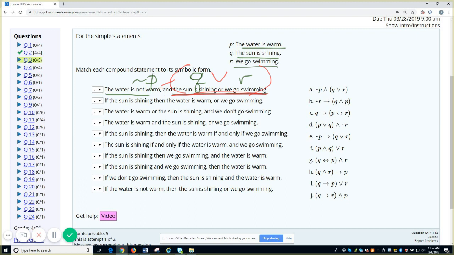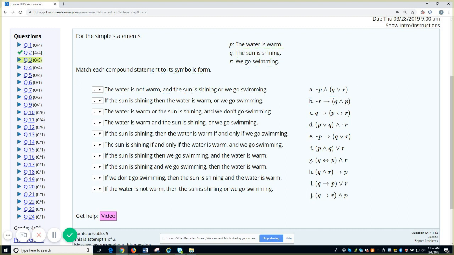Now, kind of a tricky part, possibly, but the way that the negated P is linked to all this is through the and connective, but the and connective does have to appear outside of the parentheses. So the ultimate translation would be negated P and parenthesis Q or R, like so. Okay, and of course that's A right there. Okay, so next one.